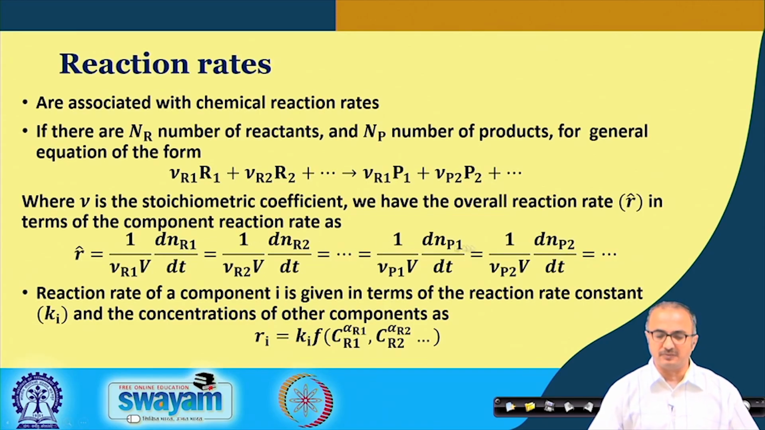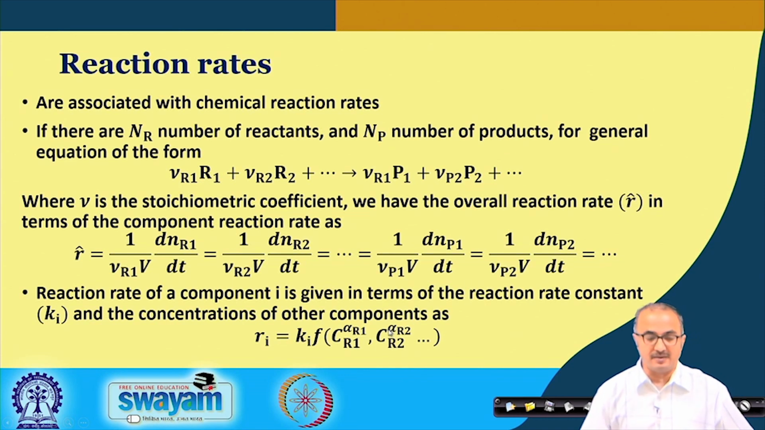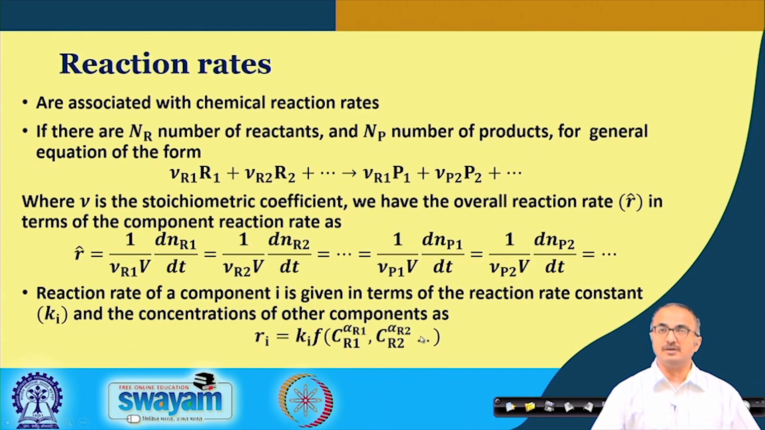So with respect to each of these individual components, you find these are the various rate expressions. For the individual component i, this is the kind of rate expression given, in terms of some coefficient, which we call the reaction rate constant. This reaction rate constant is multiplied by some function of the various reactants, which are raised to some power, alpha, and this alpha is determined from experiments. Whenever we sum up these alpha values, they give the order of the reaction.